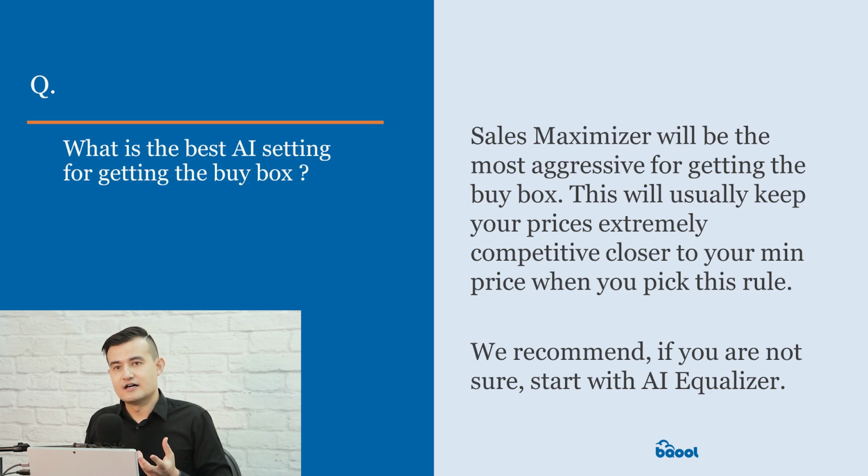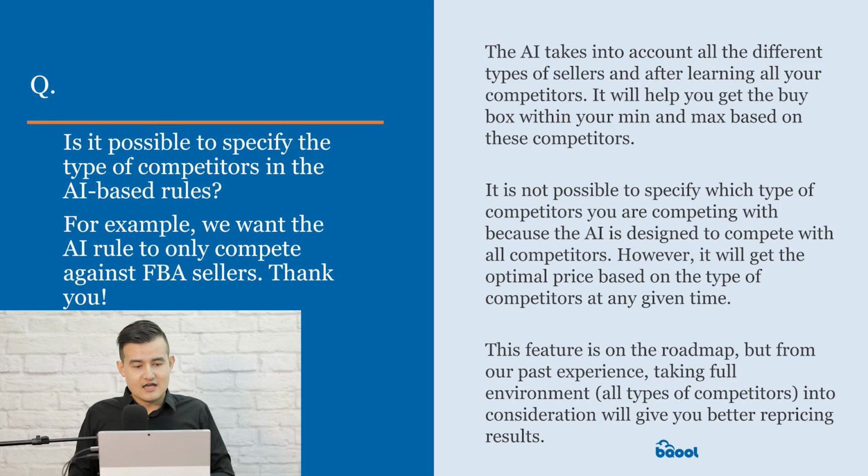Another question that we get asked is, what is the best AI setting for getting the buy box? For this one, it's definitely the sales maximizer because it's going to aggressively go for the buy box. And this will usually keep your prices extremely competitive, closer to your min, when you pick this rule. If you're not sure where to start, we would suggest you use the AI equalizer, and then you can adjust from that.